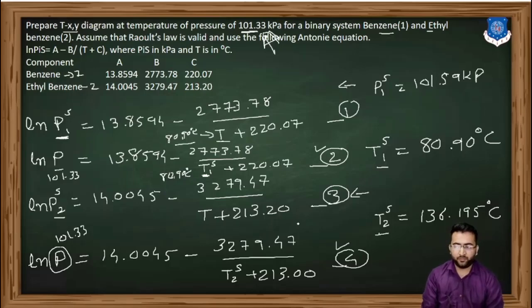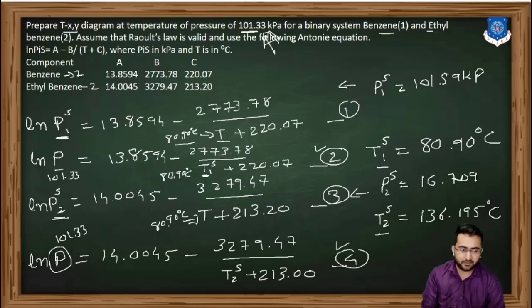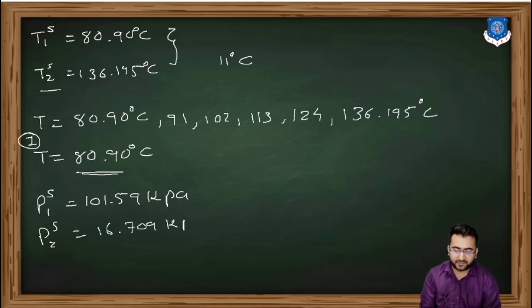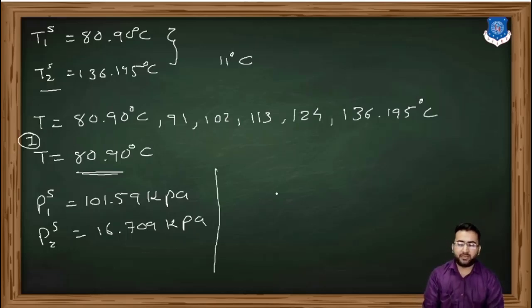Again, we have to calculate the value of P2 saturated by replacing T with 80.90 degrees Celsius. So we will get the value of P2 saturated, which becomes 16.709 kilopascal. Now putting this value in the bubble point equation.